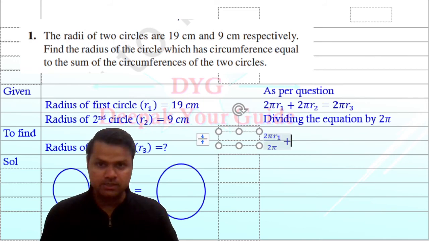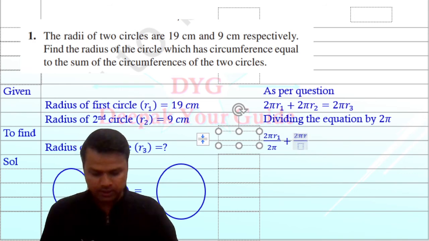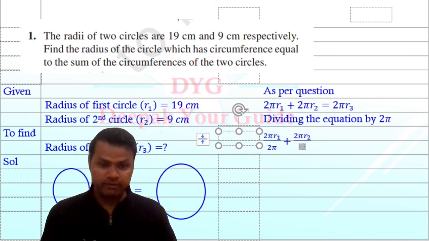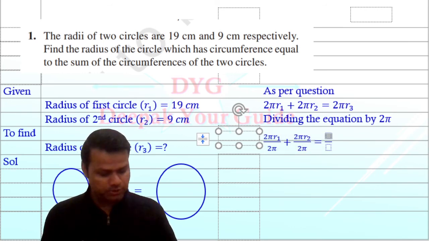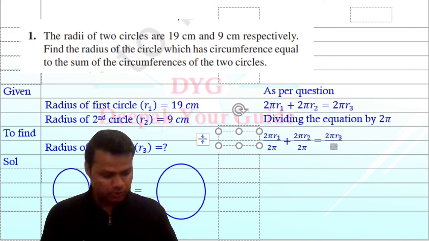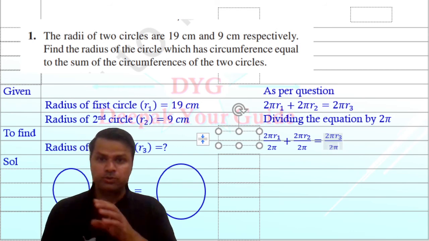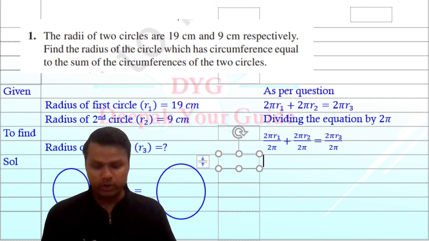And then plus, now we are dividing the second also. So this will be 2 pi r2, and we are dividing this also by 2 pi, and this will be equal to 2 pi r3, and we divide this also by 2 pi. So when we divide everything by 2 pi, I think you can see that 2 pi and 2 pi get cancelled here, here also, and here also. So if this is cancelled, then what is remaining?